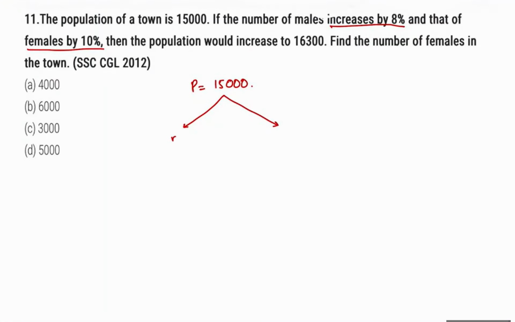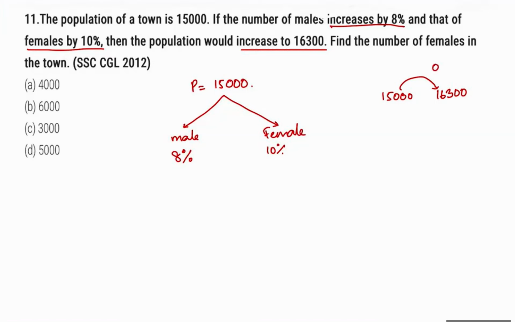Male population increases by 8% and female population increases by 10%, so the total population increases. The population becomes 16,300, and 15,000 is the original, so the increase is 16,300 minus 15,000.